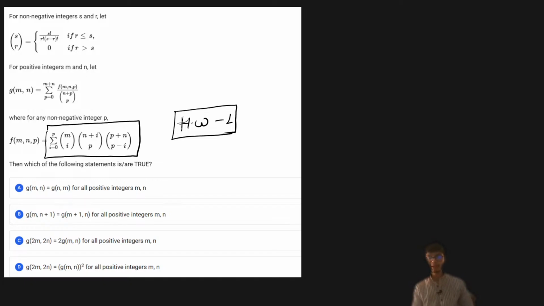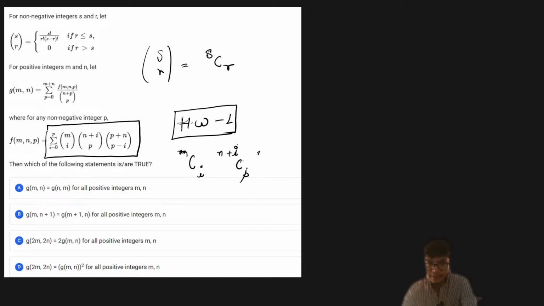Maybe this question is quite difficult in the first go, but try to understand what this particular part is talking about. If you look at this particular bracket, as mentioned, S upon R, it is basically nothing but SCR, right? So if you look over here, it is given as MCI into N plus I CP, and then we have P plus N C P minus I, and the summation is going from I equal to 0 to P. So I is a variable, right?